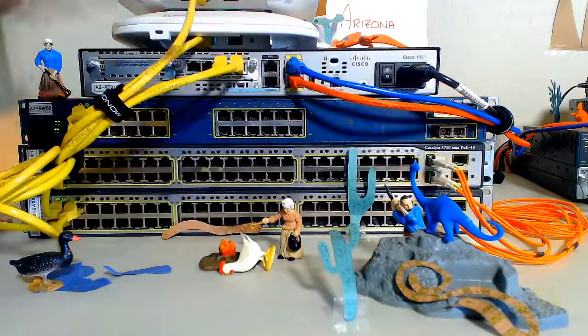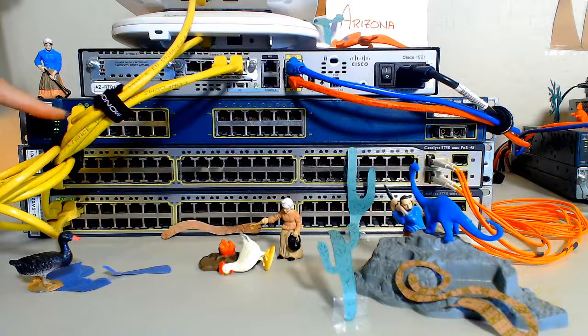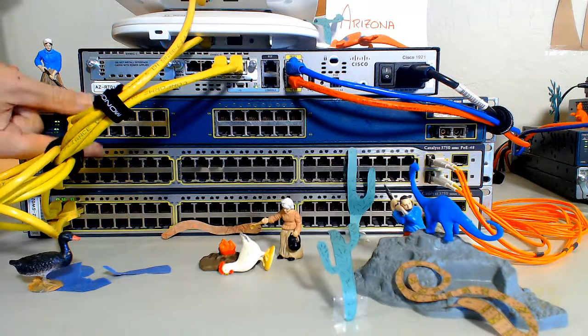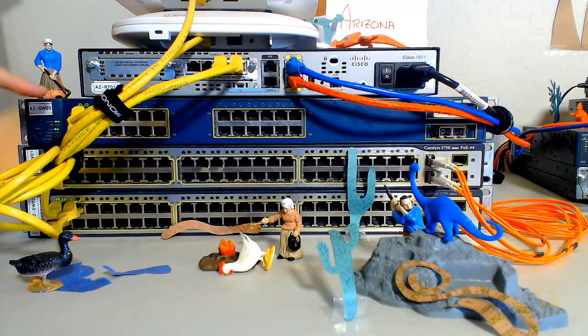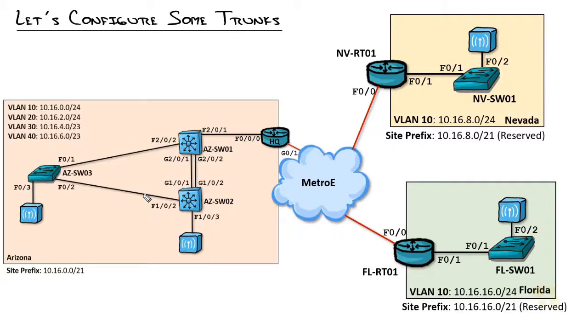Those will become trunks. This guy right here is connected via copper cabling to each one of these. Again, these will become trunks. And we mapped out the network so we know exactly which ports those are. So without further ado, let's dive right into it. I've got my console cable right now plugged into AZ SW01. So I'm looking at the diagram right there. We've got FastEthernet 2/0/2 and the 2 gigabit ports that need to be trunks.